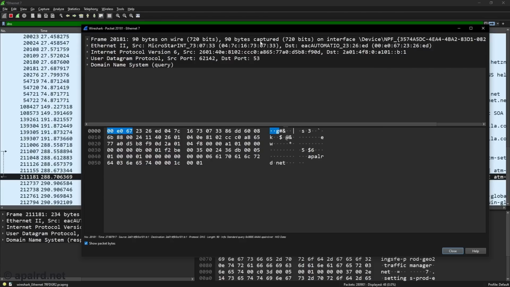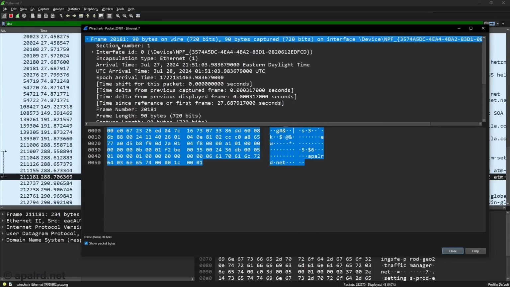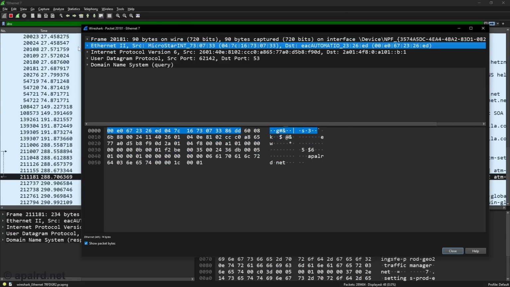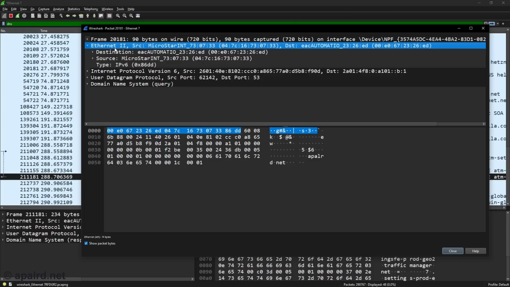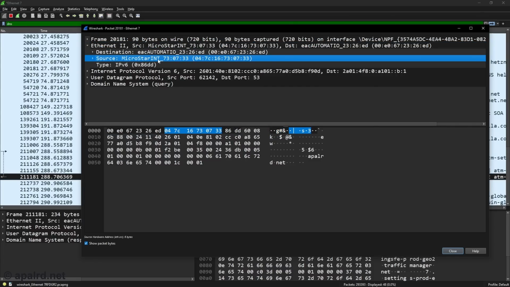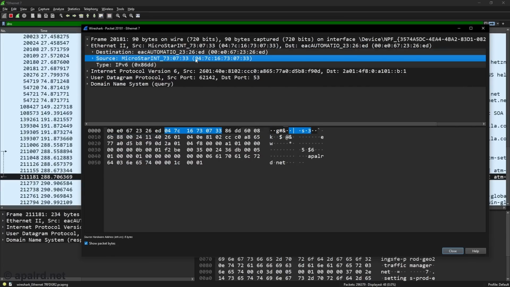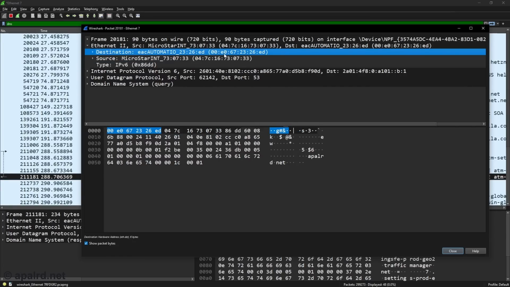Wireshark has captured it. This particular information here just shows me the capture information from Wireshark. And then everything below that is the actual bits and bytes on the wire. So you can see here on the wire on layer 2, we're using an Ethernet 2 frame. And I'm sending it from my computer, which is MicroStar, it's MSI, to EAC Automation, that's my router. So this is the MAC address of my local computer, and that's the MAC address of my router. Now in this case, that router is my default gateway, so that makes sense.